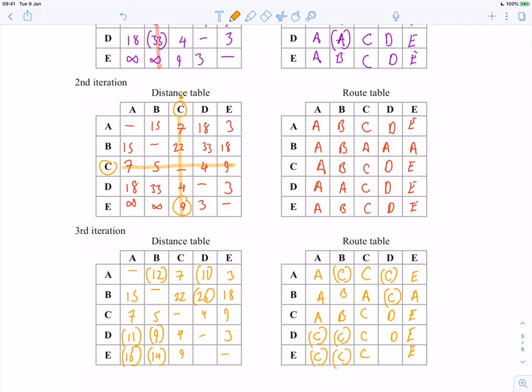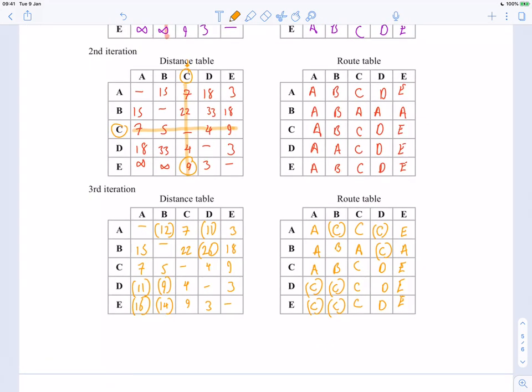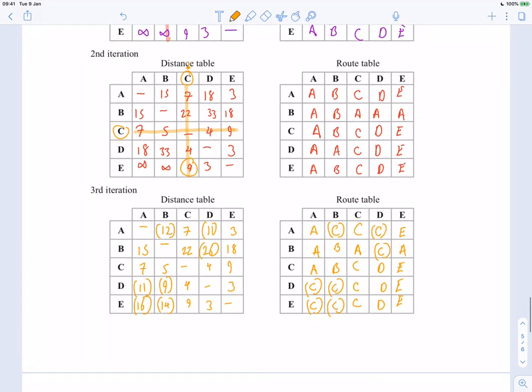9 plus 4 is 13, which is not smaller than 3, so that stays a 3 and that stays as a D. Right. Okay, so that's three iterations done. Okay, so that's how you do it.